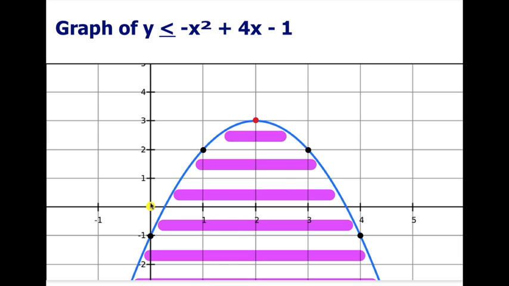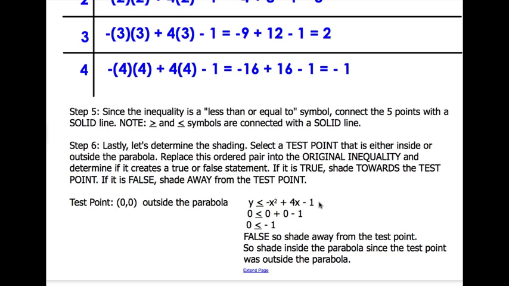Again, this yellow dot right here represents my test point, which is currently outside of the parabola. So what we're going to do is take our test point, which is currently the origin, and substitute it back into the original question. The statement that I get is 0 is less than or equal to negative 1. Now since that is false, we're going to shade away from the test point.